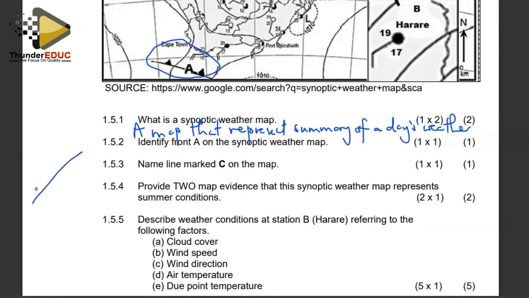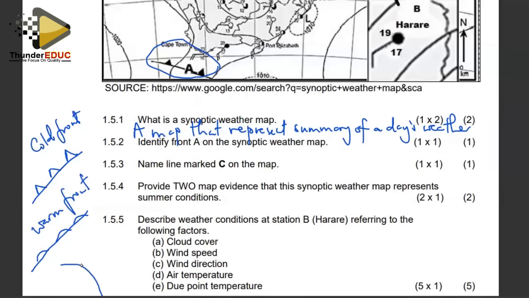If you see a line with triangles like this, it represents a cold front. And if you see a front like this with some semicircles, it represents a warm front. Sometimes you also find a triangle, a semicircle, a triangle. This is called an occluded front. Right, so basically here, this is a cold front.